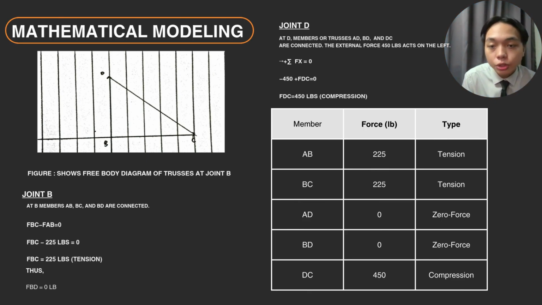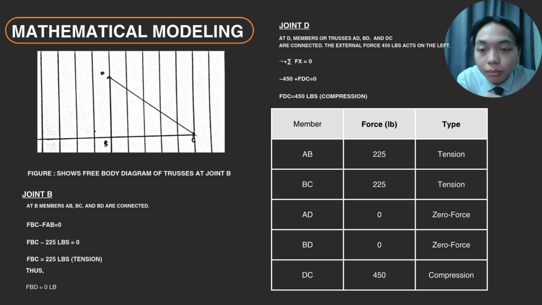And I also drew the FBD of the truss at joint B. As you can tell here, there are two joints we're going to find, which are joint B and joint D. By the equations, we could get both sides, which are FBC and also FDC.